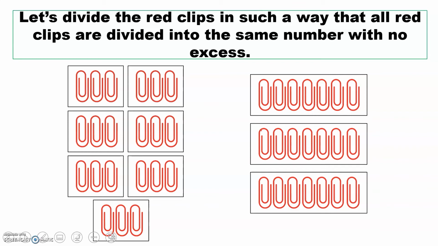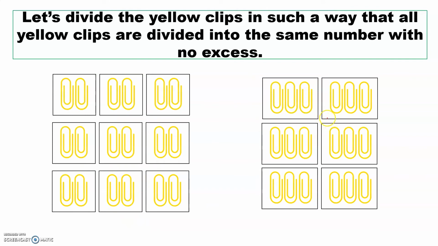That means the first thing we need to do is to divide the red clips in such a way that all red clips are divided into the same number with no excess. Since there are 21 red clips, we can divide them either by groups of 3 or by groups of 7. Then we'll also divide the yellow clips in such a way that all yellow clips are divided into the same number with no excess. Since there are 18 yellow clips, we can divide them by groups of 2, groups of 3, groups of 6, groups of 9, and so on.